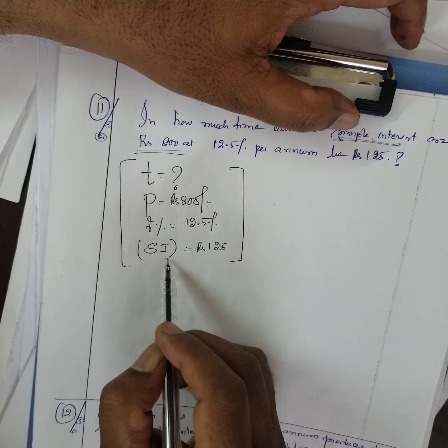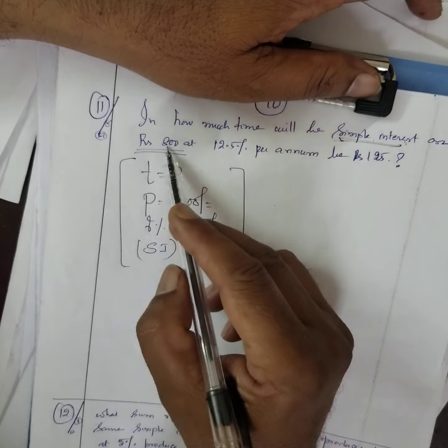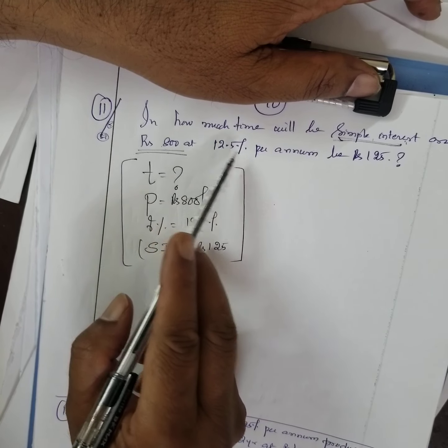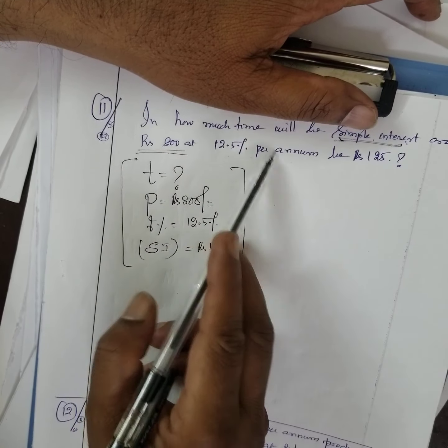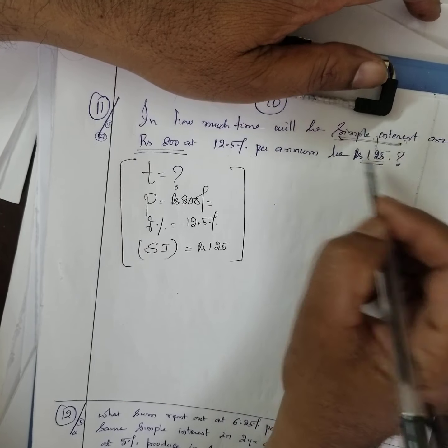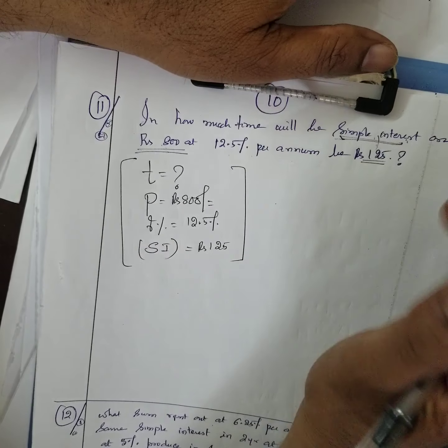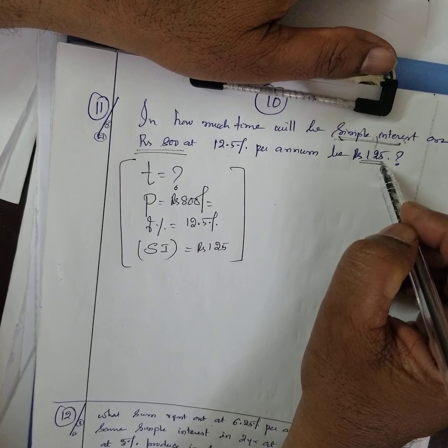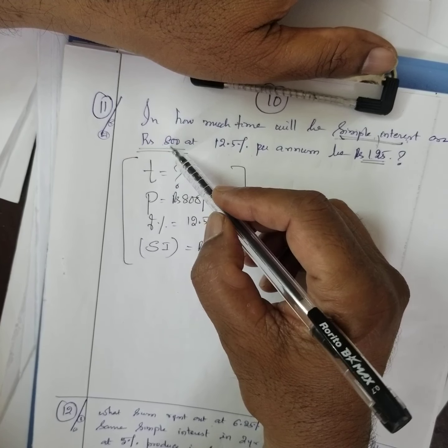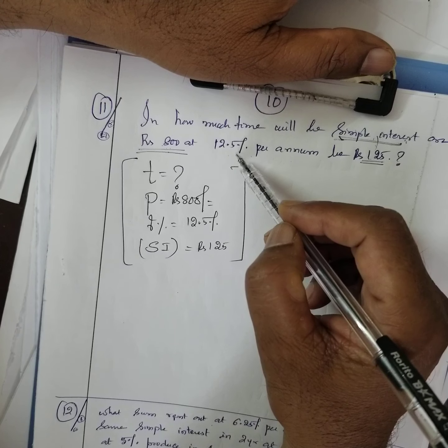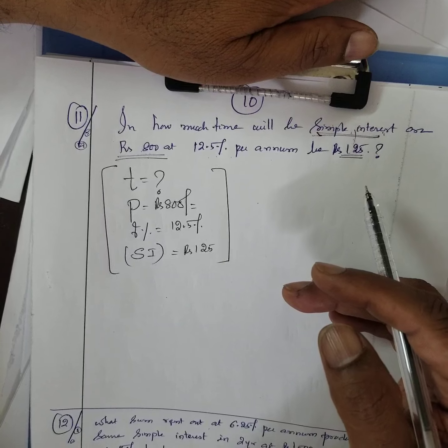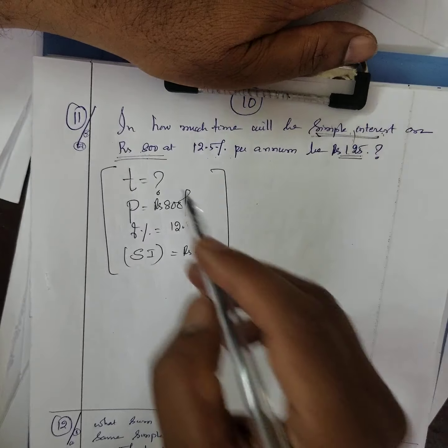Interest on 800 means on the principal, at 12.5% per annum. That represents the rate. That means the simple interest is 125 rupees here. In simple English, the simple interest is 125, the principal is 800 rupees, and the rate of interest is 12.5. They formed this sentence. Okay.